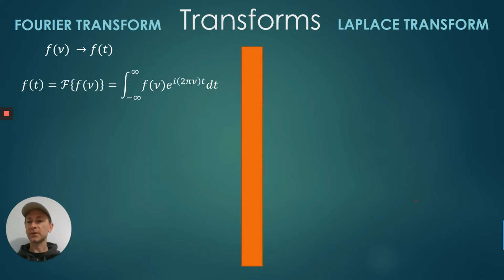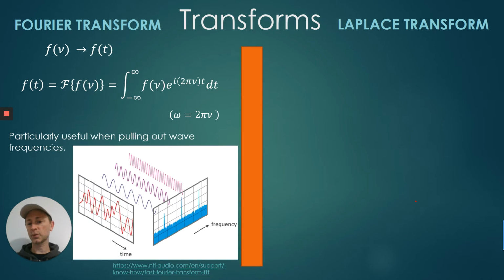So I would take that function with respect to time, it's equal to the Fourier of the function with respect to the frequency. And the way I would do that is the integral from negative infinity to positive infinity of the frequency function times e to the i omega t, where omega is the 2 pi frequency value. Where we would use that would be when we're talking about waves.